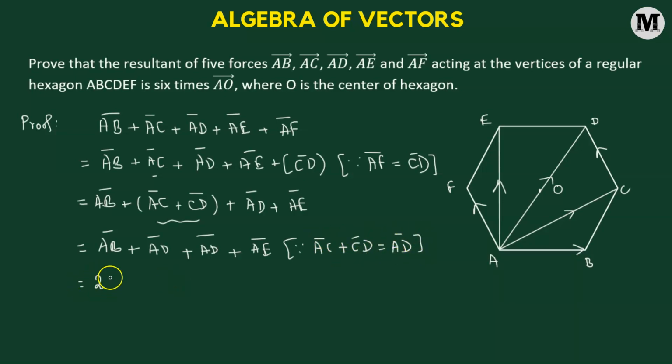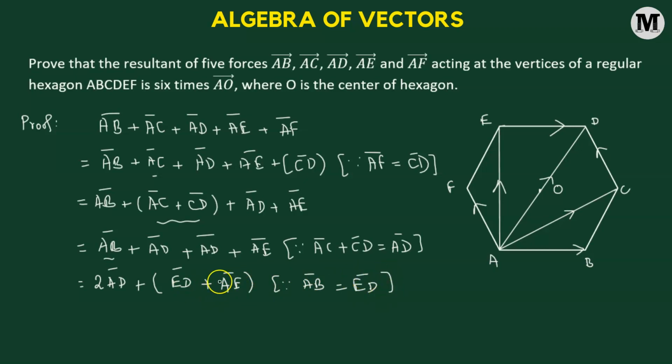So that means we now have 2 times the vector AD added to AB vector and AE vector. However, the side AB of this regular hexagon is equal to the side ED. So we'll consider ED to be a vector going from E to D such that AB vector becomes equal to ED vector. So in place of this AB, we can replace it with ED. So here we have ED vector added to AE vector. We have used the fact that AB vector equals ED vector.